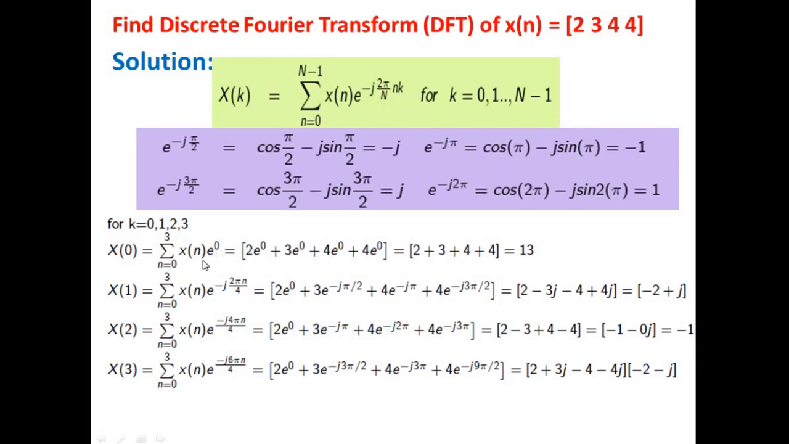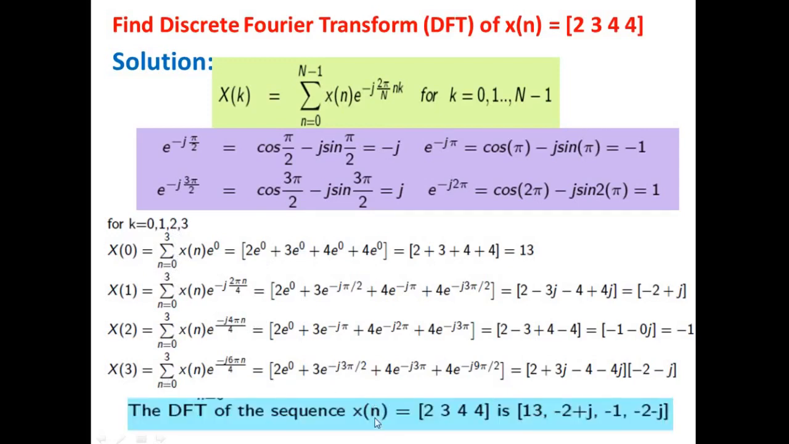Now we expand the sequence with the limit varying from 0 to 3. By following the same procedure till X of 3 we can get the values. So the DFT of the sequence, the representation is X of k. X of k is 13, minus 2 plus j, minus 1, minus 2 minus j. So this is the DFT for the given sequence.